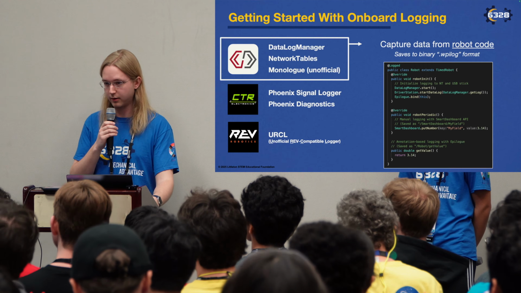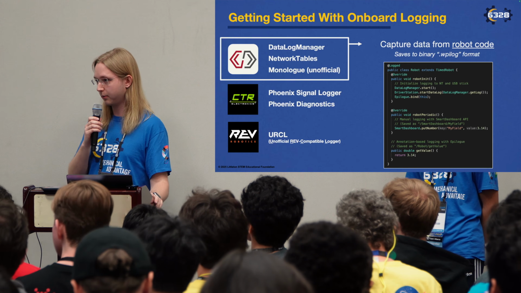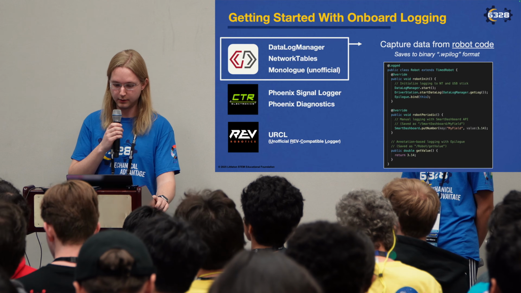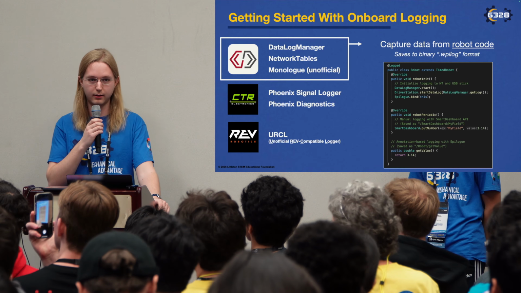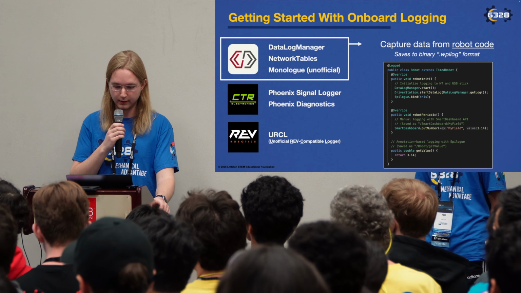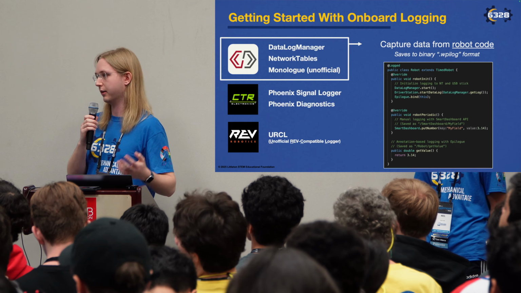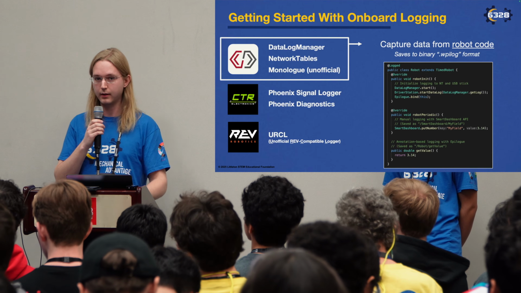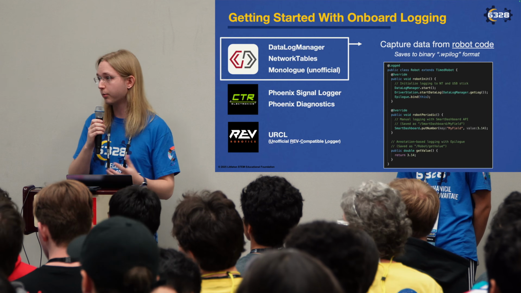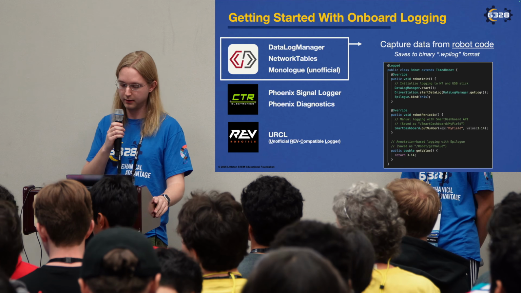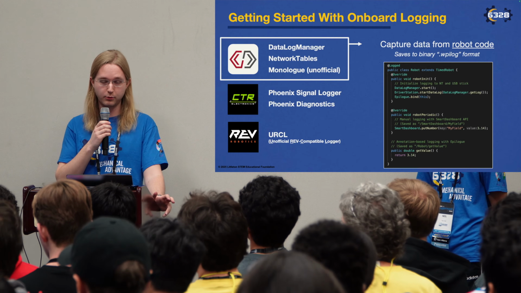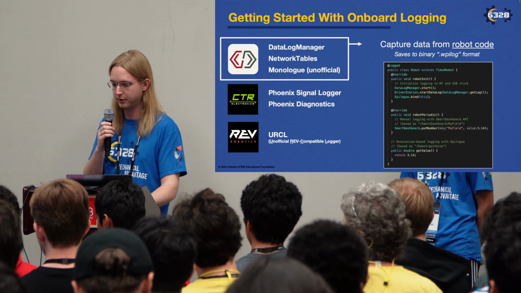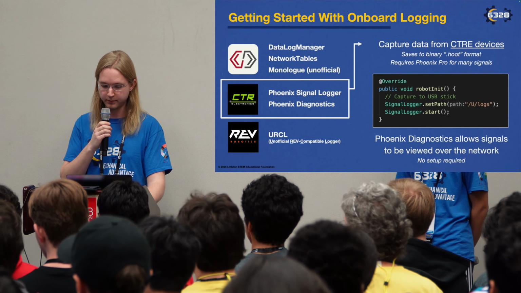WPILib, new this year, also includes a library called Epilogue, which is annotation-based logging. So you can see we have the @Logged annotation on this class, and a method like getValue will automatically be logged every loop cycle. You can check the docs for details on how that works. But all of these tools support a whole bunch of different data types that you can take advantage of, from primitives and arrays all the way up to more complex types like geometry objects. There's a lot of flexibility.